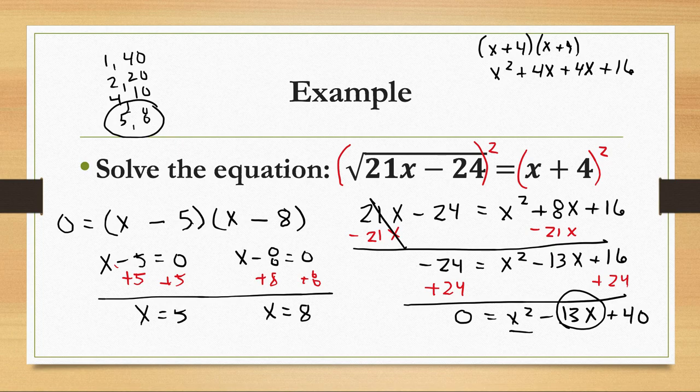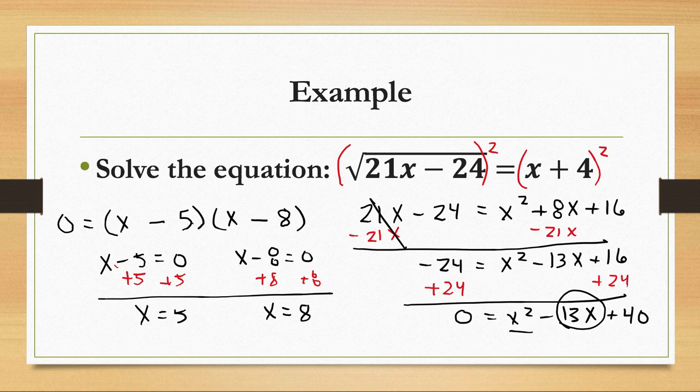All right, so let's check them real quick and make sure. I'm going to start with the 5. So I'm going to plug in the 5 for the x on both sides of the original equation. So 21 times 5 minus 24 is going to give me 81 on the left. 5 plus 4 is 9, and we know that the square root of 81 is 9. So that's going to be a solution.